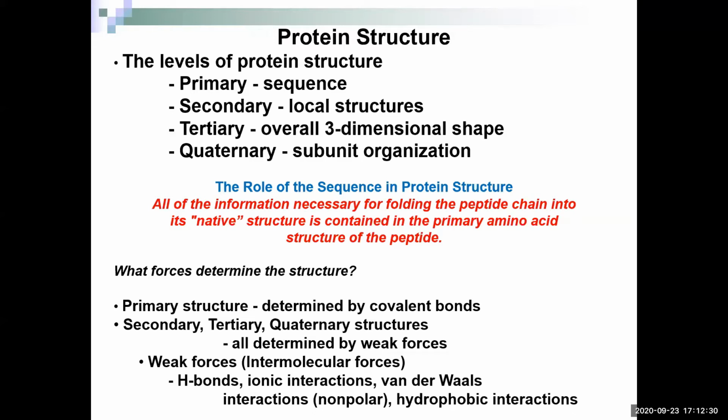So how can we create that particular structure of a protein? Ginagawa natin sila ng folds. By folding the protein, you can actually create the shape of the protein. So we have here the primary structure of a protein is actually determined by covalent bonds. Then secondary, tertiary, and quaternary structures are actually determined by weak forces.